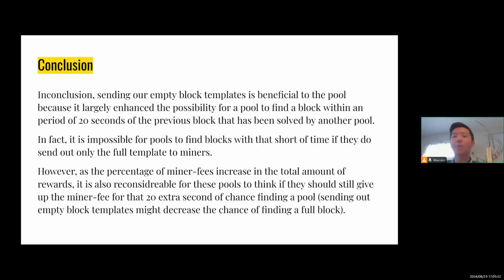Now we can go to our conclusion. In conclusion, sending out empty blocks is beneficial to the pool because it has largely enhanced the possibility for a pool to find a block within a period of 20 seconds of the previous block that has been solved by another pool. In fact, it is impossible for pools to find blocks within a short time if they send out only the full template to miners. However, as the percentage of miner fees increases in the total amount of rewards, it is also reasonable for these pools to think if they should still give up miner fees for the extra 20 seconds of chance of finding a block. Basically, sending out empty block templates might decrease the chance of finding a full block.